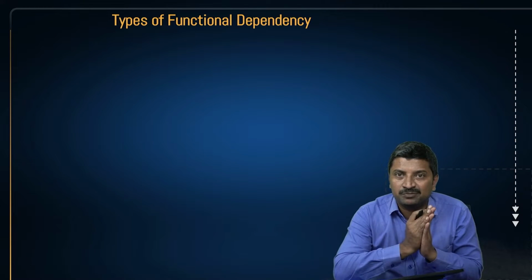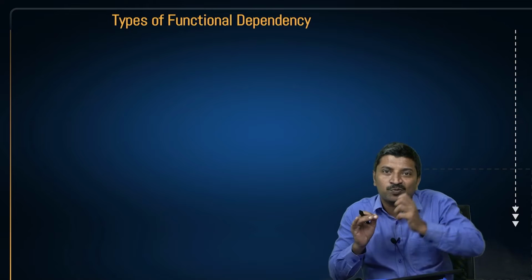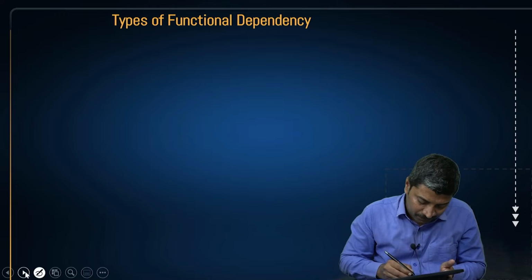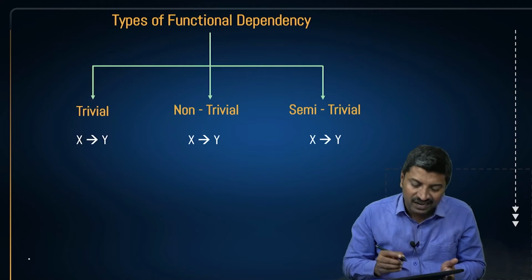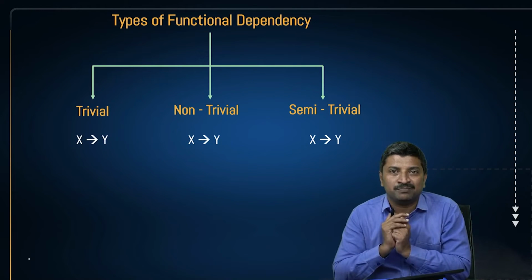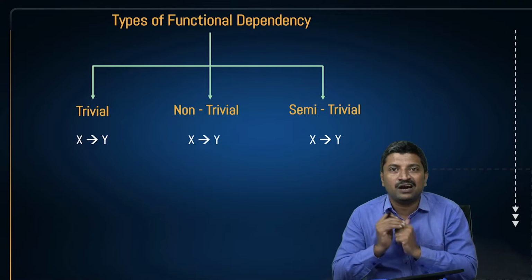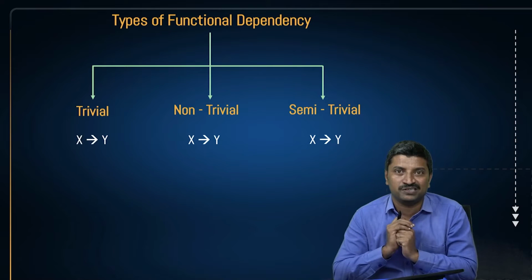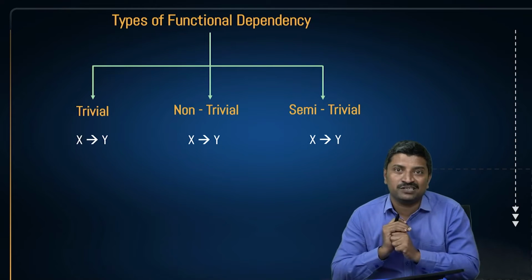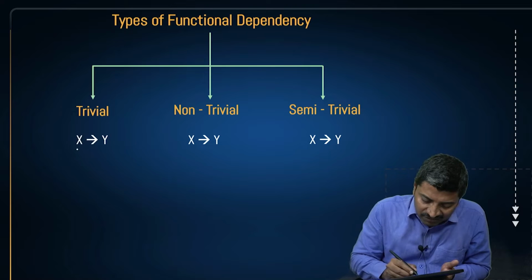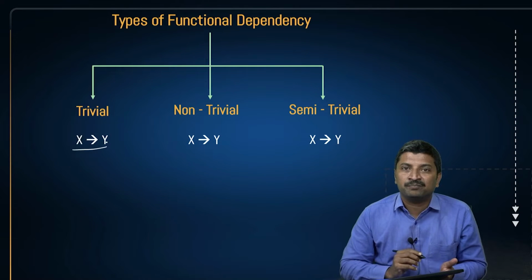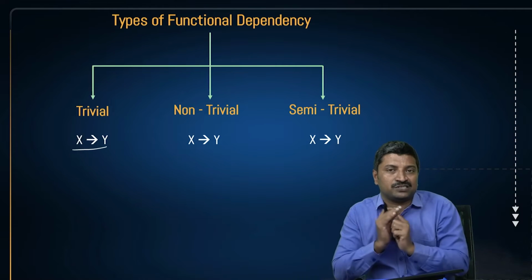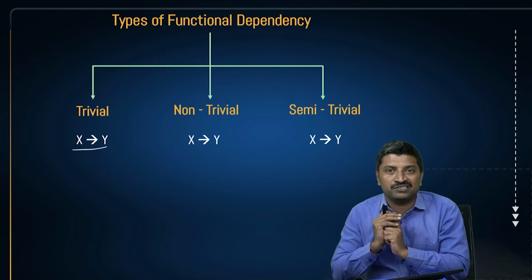Types of functional dependency. Before going to solve more problems on functional dependency, let us see different types of functional dependency. We are mainly having three types: one is trivial functional dependency, second one is non-trivial functional dependency, and third one is semi-trivial functional dependency. What is a trivial functional dependency? Whenever I am having a functional dependency X goes to Y, if the right hand side Y is a subset of X, then we say it is a trivial functional dependency.